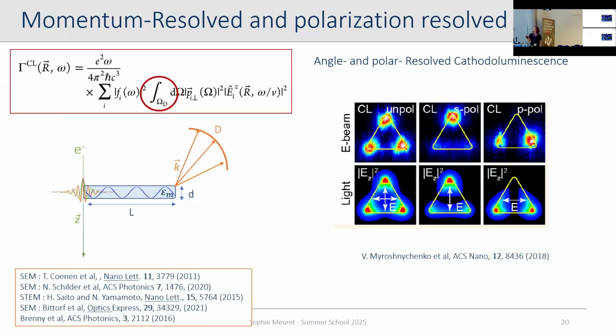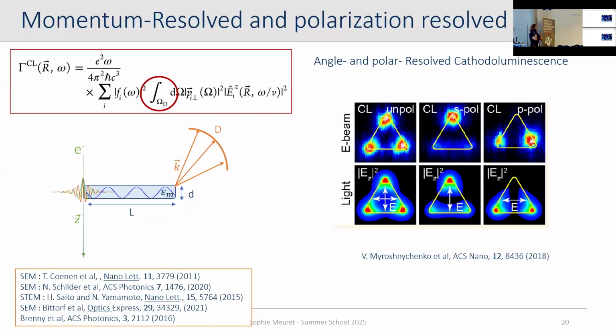So that's a nice thing to do. And I think one of the things that I like about cathodoluminescence is that you have your light, and after you can do anything that you want with your light that is so difficult to do with your electron beam. You can filter polarization, you can filter in angle quite easily. So that's much easier to do.